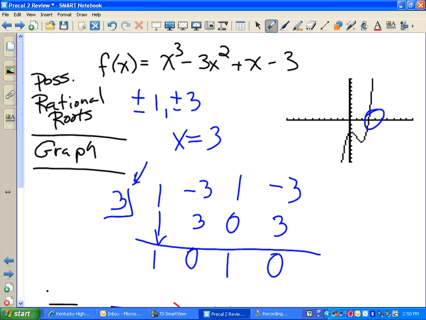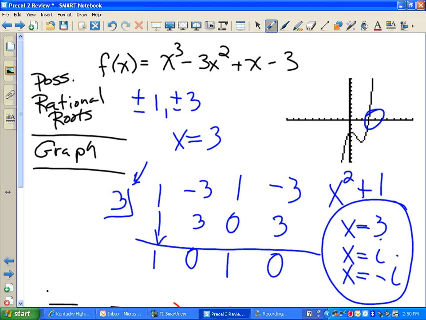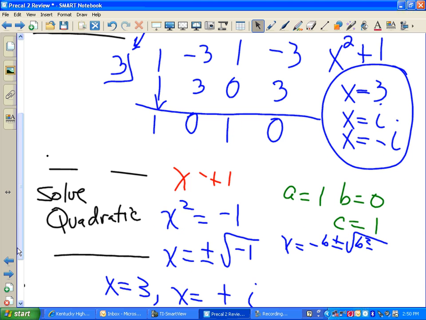This worked out fine with no remainder, and the quotient was x squared plus 1, which suggests that all of the roots are either x equals 3, or x equals i, or x equals negative i. Because when we solve that particular polynomial, x squared plus 1, and set it equal to 0, we get plus or minus i. All right, questions on that? All right. That's just showing you the other. If it's more complicated than x squared plus 1, you can always use the quadratic formula to find the other solutions.